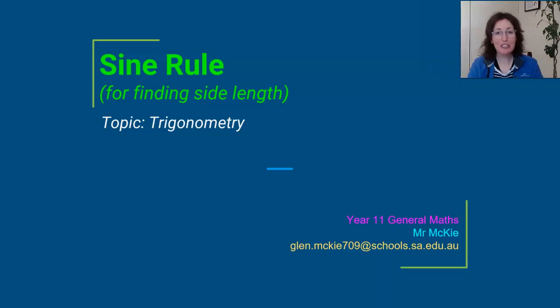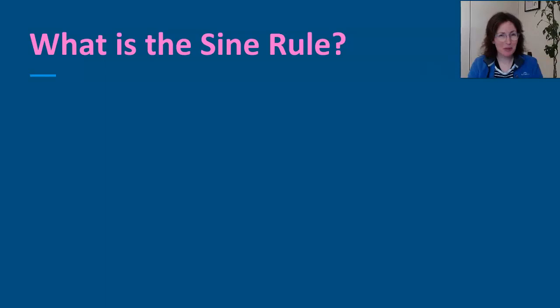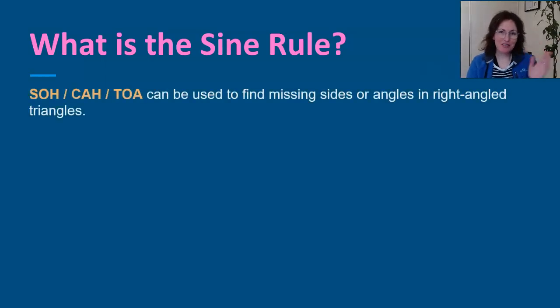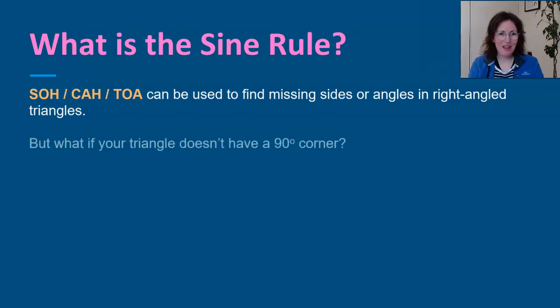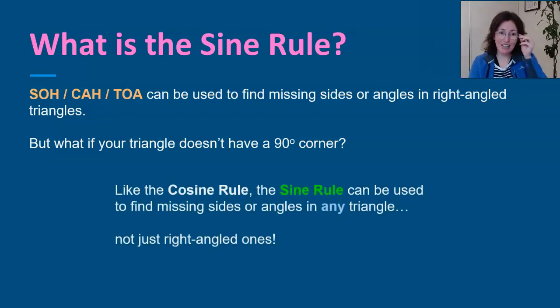In this video, we're going to use the sine rule to find side lengths of triangles. So what is the sine rule, first of all? Just a refresher on the previous things that you know. SOHCAHTOA is used to find the missing angles or sides in right-angled triangles. But what if we don't have a right-angled triangle with that 90-degree corner? What can we do instead to find sides and angles?